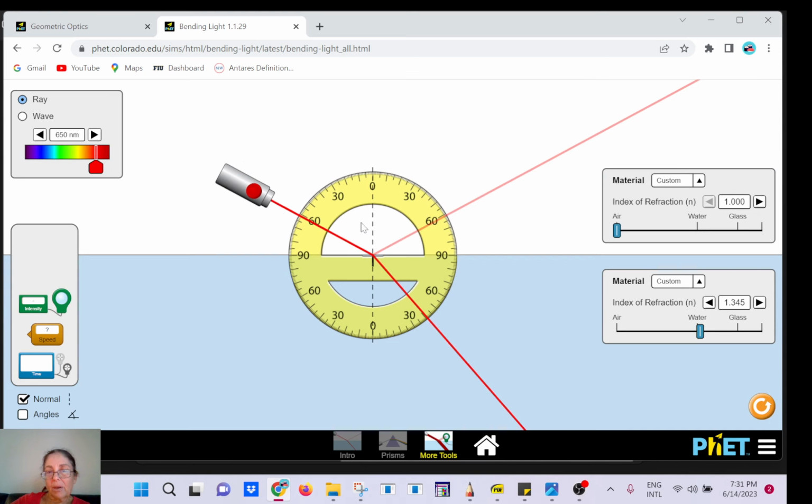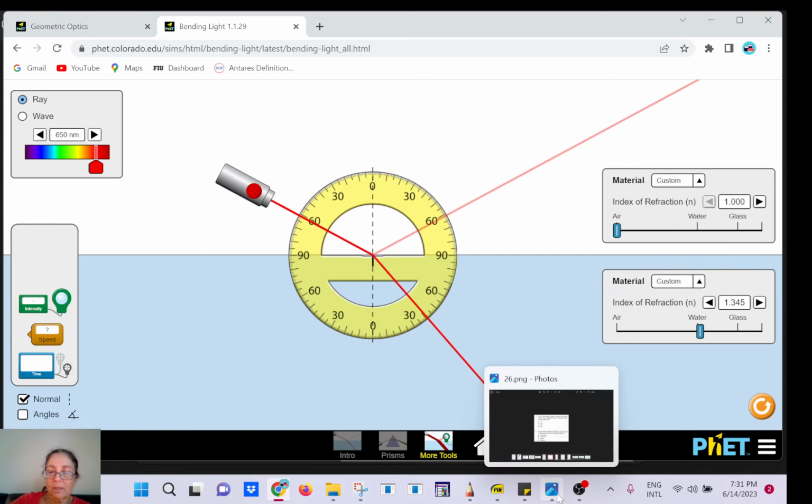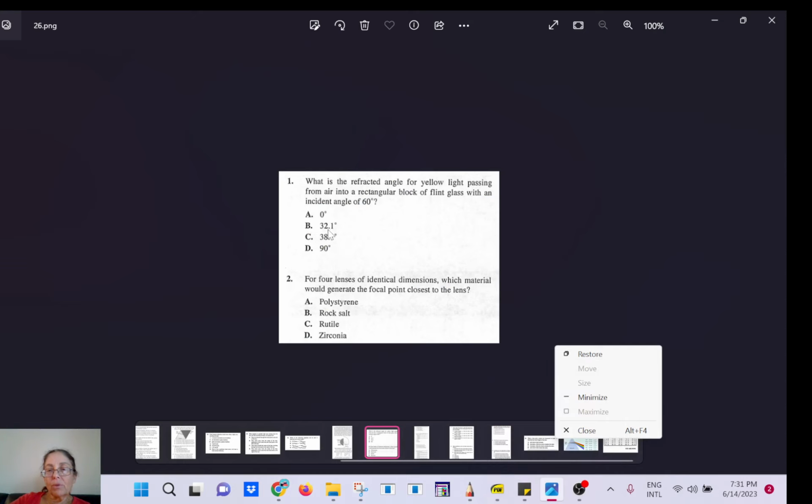So we have an angle of 60 degrees. The angle of refraction will be smaller than 60. So here it says 40. So the only two answers that are possible will be 32 and 38, either one. But 38 here should match with 90 degrees. Because of the symmetry, if the angle here is 90 degrees, then the refraction angle will be 38.